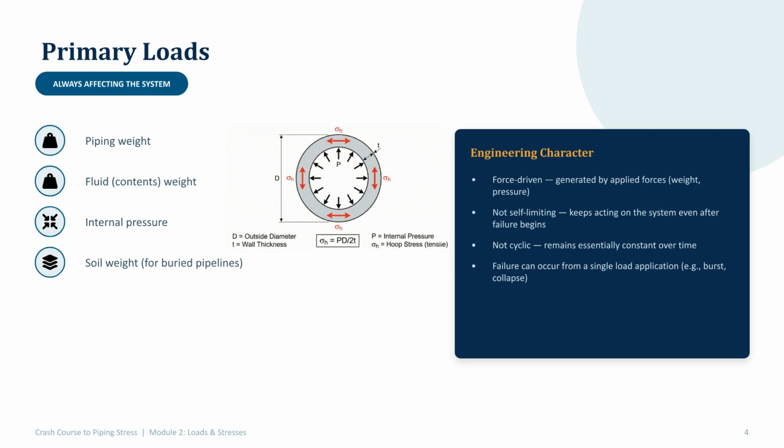Third, they're not cyclic, meaning they don't turn on and off. The weight of the pipe is there Monday, Tuesday, every day, all the time, at roughly the same level. And because of all this, a primary load failure can happen from just one single event. Think of a pipe bursting under pressure or a support collapsing under weight. There's no need for repeated cycling. One bad moment can be enough.